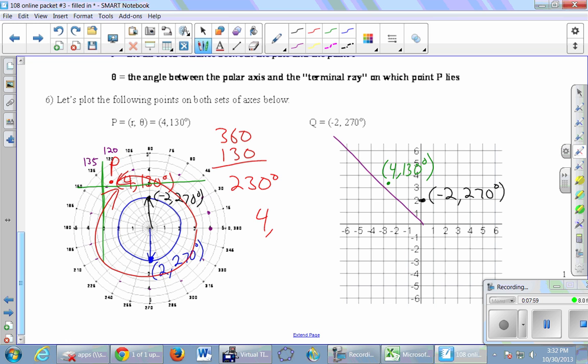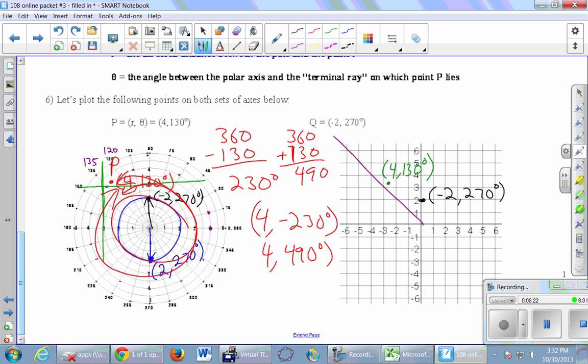So 4, negative 230 works. What if we say we're not really feeling very efficient and we want to do a complete lap for no good reason, and then we're going to come back and land on the 130 degree angle? So if we do 360 plus the 130, that will just zip us around, and 490 works. There's 4 and 490, so that's fine.